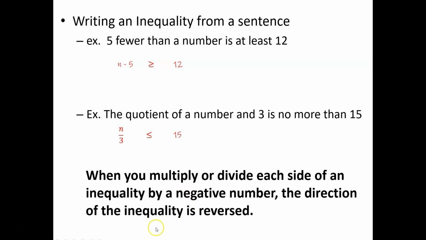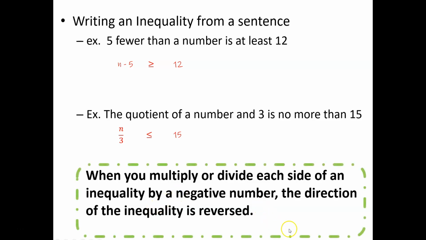So when you multiply or divide each side of an inequality by a negative number, the direction of the inequality is reversed. This is super duper important. I mean, like, really important. When you multiply or divide each side of an inequality by a negative number, the direction of the inequality is reversed. That means you flip the sign. That's super duper important. Highlight, star, do something with it.